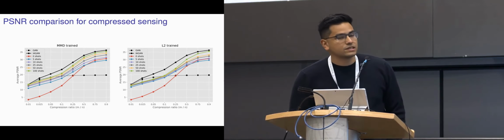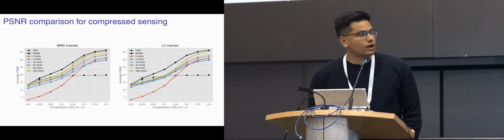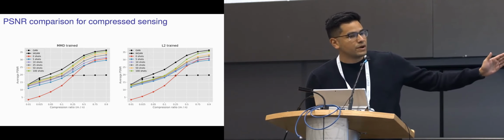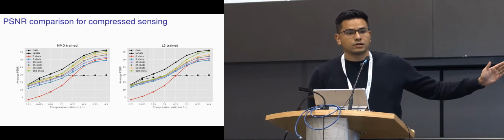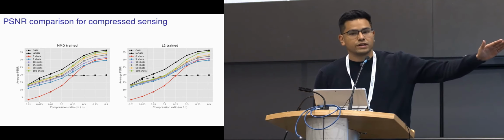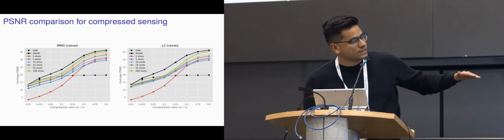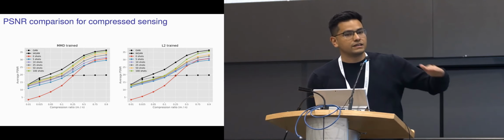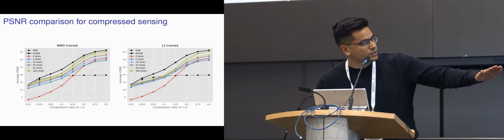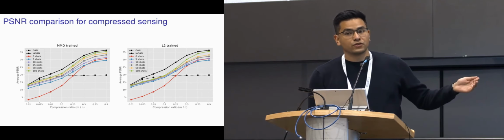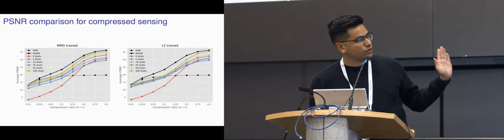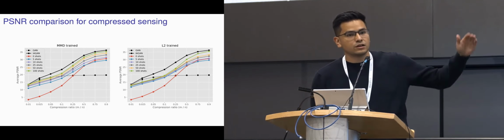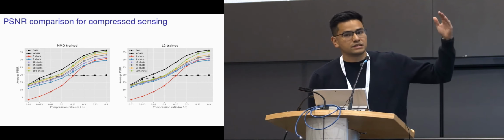All right, so here's a PSNR comparison for the compressed sensing problem. Let me explain what these figures are. On the left are the comparisons for models trained with a maximum mean discrepancy, and on the right is for models trained with an L2 loss. On the x-axis, you have what's known as the compression ratio. This is the number of measurements divided by the number of pixels. So the smaller compression ratio means that it's a more difficult problem. Things on the left are more difficult, things on the right are easier. And then on the y-axis is the average PSNR taken over 50 different images. So the higher PSNR, the better.